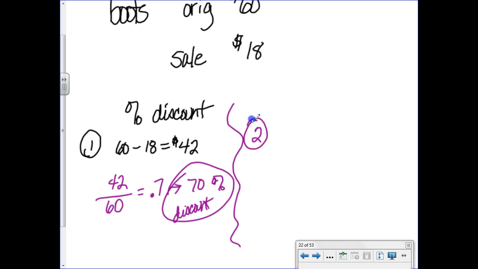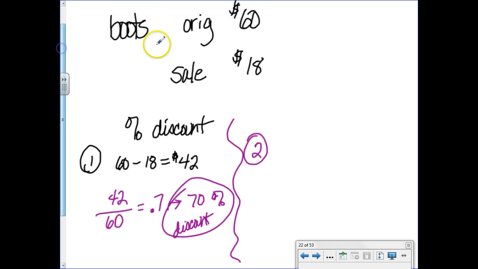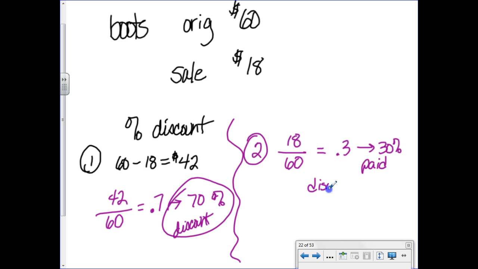Here's method number 2, because this one I can almost see in my head. If I paid $18, okay, I paid $18. If I took 18 out of 60, that means I paid 0.3, or I paid 30% of the original price. This is what I paid. That means the discount would simply be taking 100% minus this 30%, and you end up with 70%. That was the amount of the discount. Okay, right there. Because this is original price, this is the percent that I paid. That means that's how much the discount was. You could think of it that way.